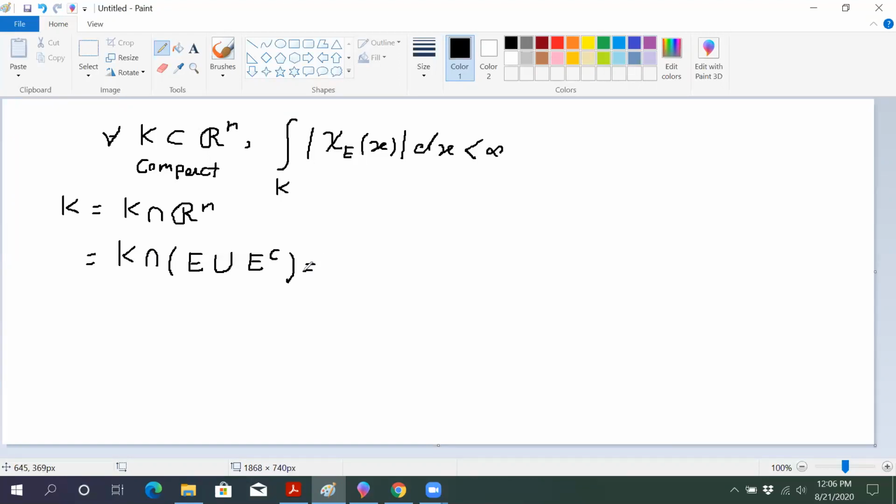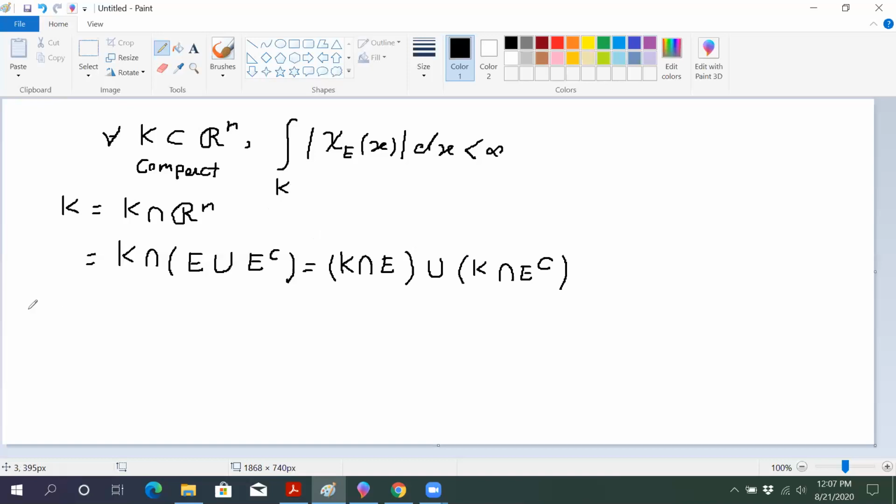And by distributive law, we have K intersection E union K intersection E complement. Correct or not? Okay. So now let me put K here. In this, K equals this, right? Let's put this K here, see what happens.